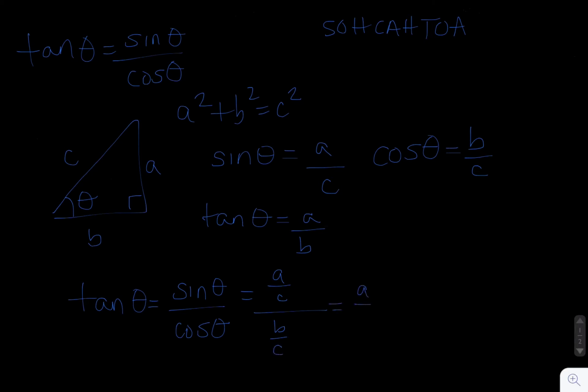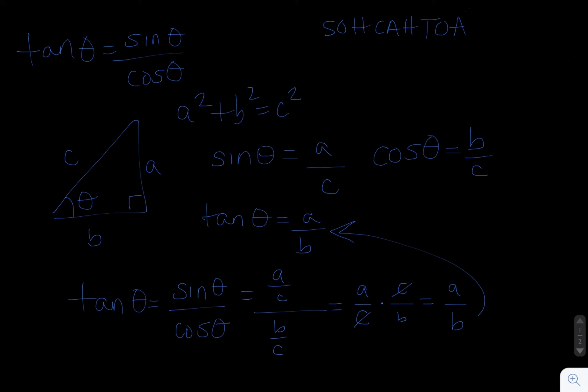Well, that's just a fraction divided by another fraction. When we do that, we take the first fraction and then we multiply it by the reciprocal of the second fraction. So the reciprocal would be C over B. These C's cancel, so all we're left with is A over B. And look at that. That's exactly what tangent equals. So we have proved that tangent of theta is equal to sine of theta over the cosine of theta.